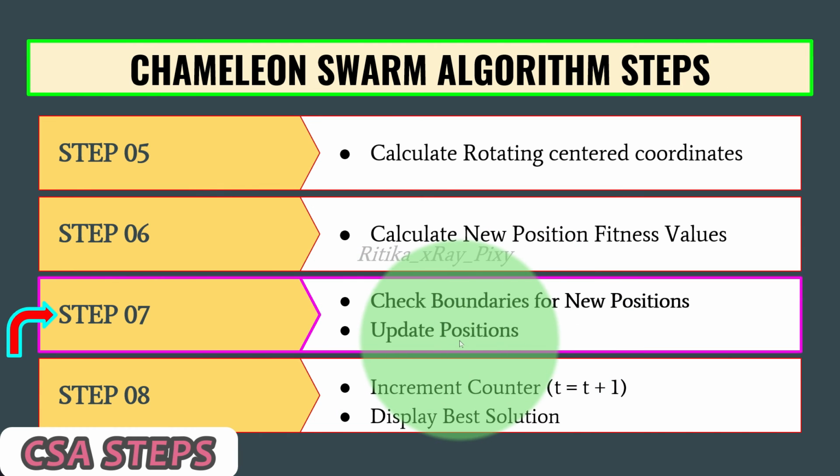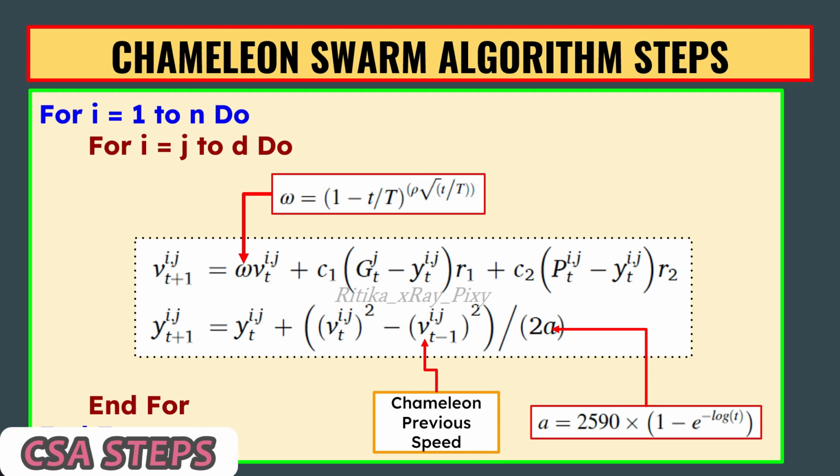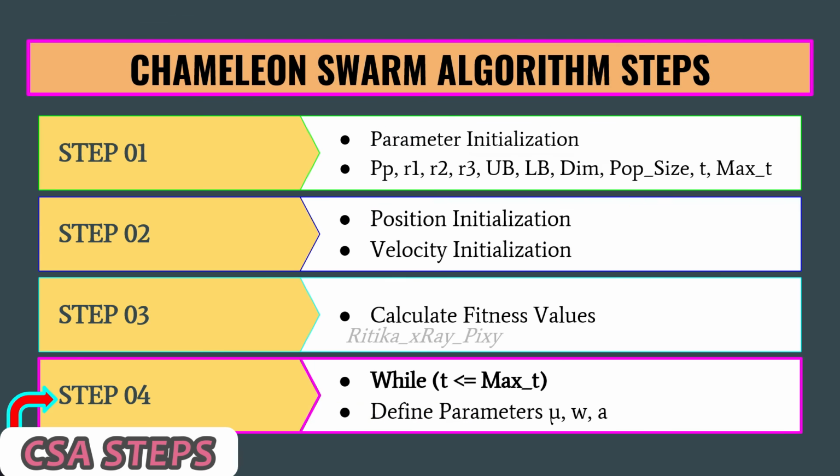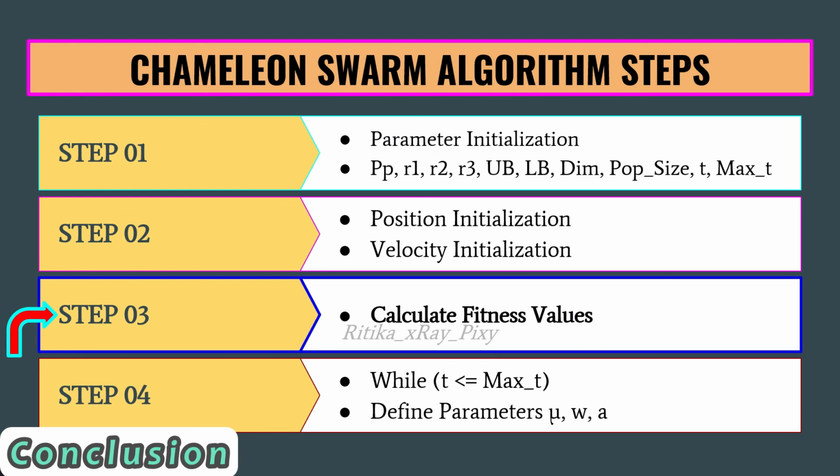And then finally, we will update the position, increment the counter. In the current iteration, we will add 1, and we will repeat this loop until the stopping criteria is met. And once the stopping condition is met, we will stop and display the best solution that we found in the last iteration. So here we have this new optimization algorithm.